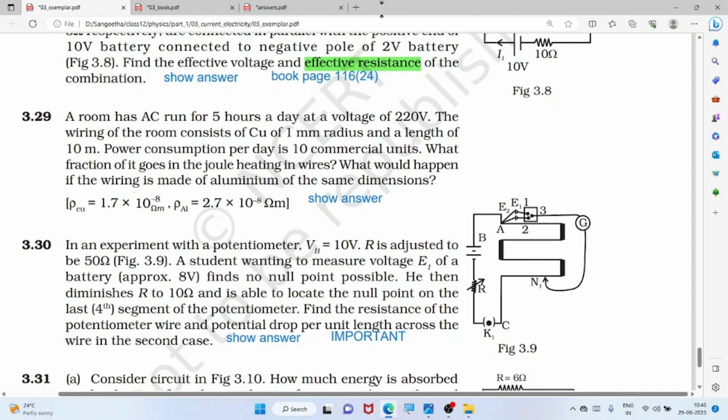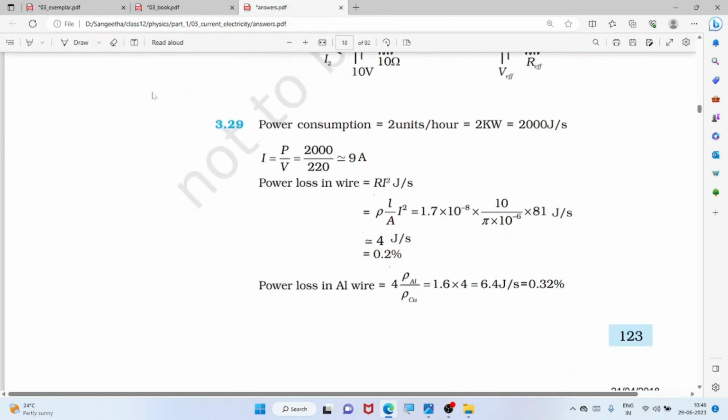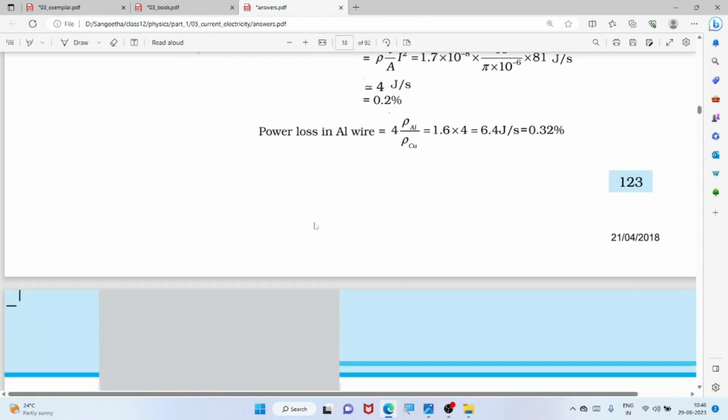A room has AC 5 hours a day. The wiring of the room consists of copper of 1 mm radius. Okay. 3.29. Power consumption. Okay, you can go through this also.